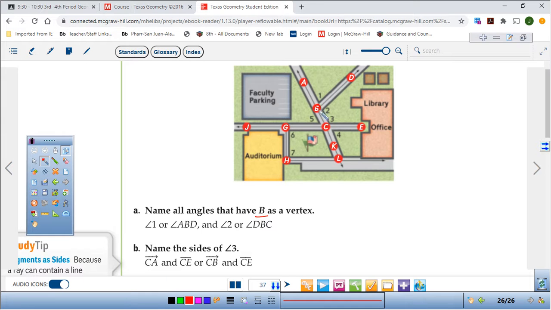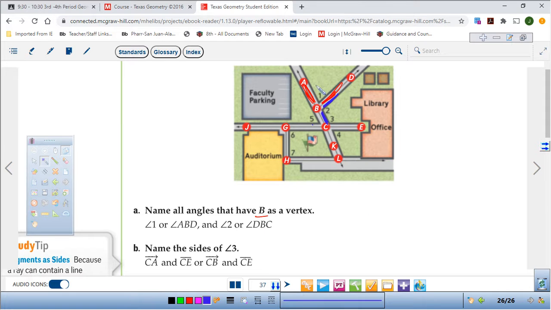Name all angles that have B as a vertex. So going to B, you can have this angle here. You can have this one. You can have this angle here. Make sure, because B is my vertex right there. So we can name those different ways.